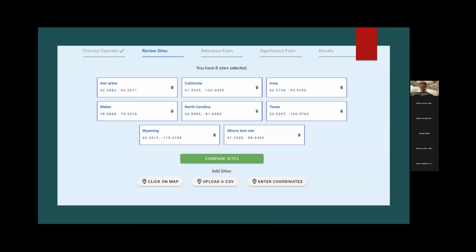When you're in site exploration, you can also drop points for site comparison. You can do that either through the WebGIS interface on the application, or you are able to upload a CSV with XY coordinates. Once you have your sites, anywhere from 2 to 20 of interest, you can go through the compare sites process. Next slide, please.